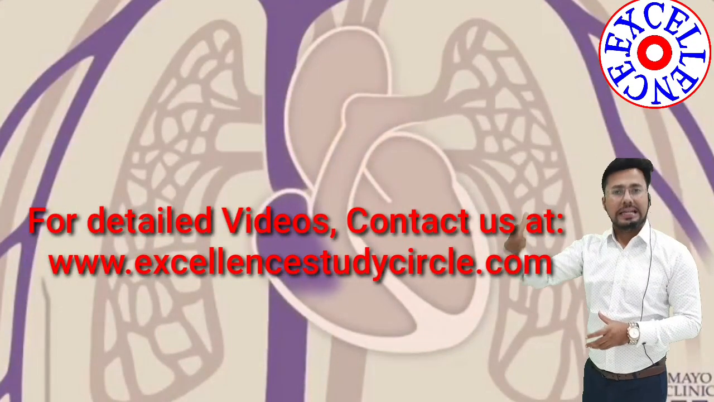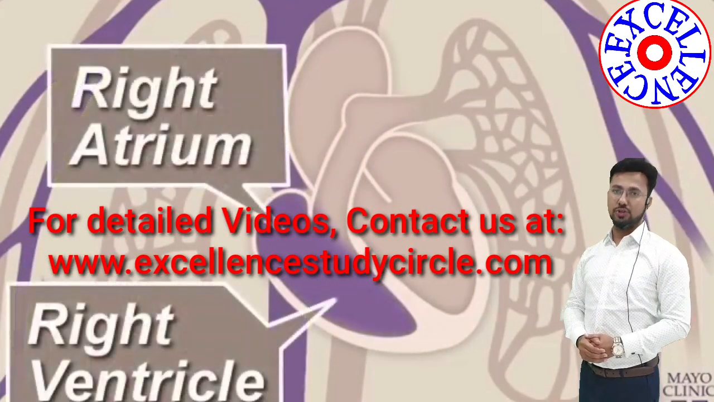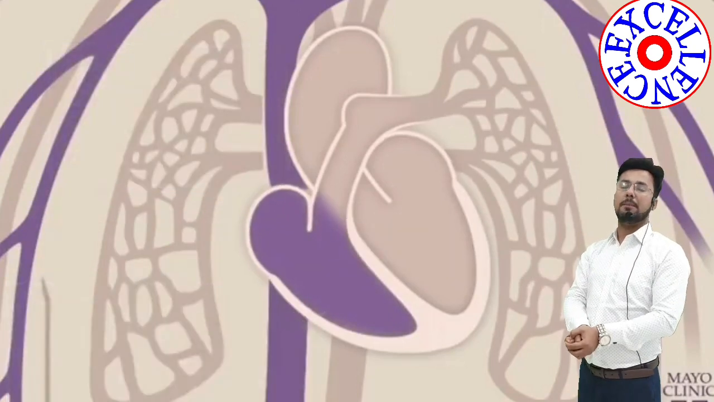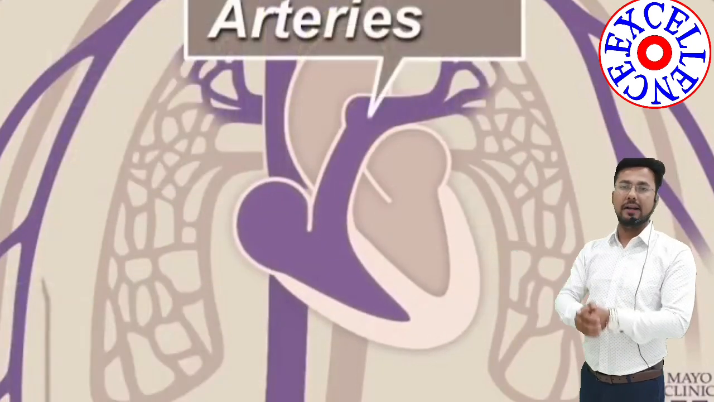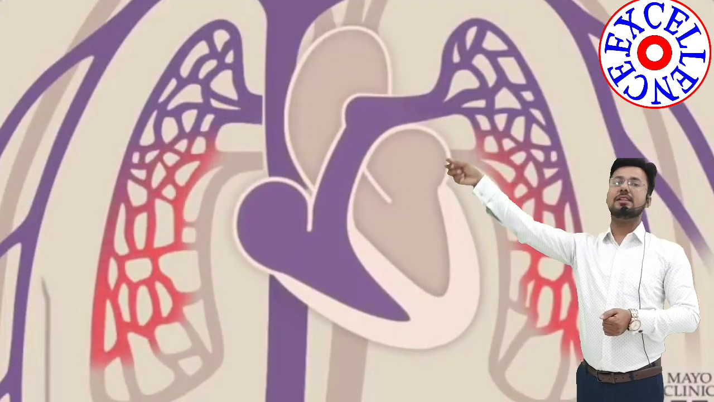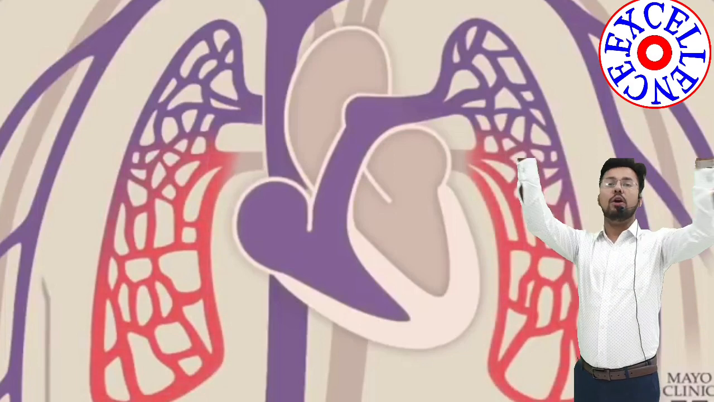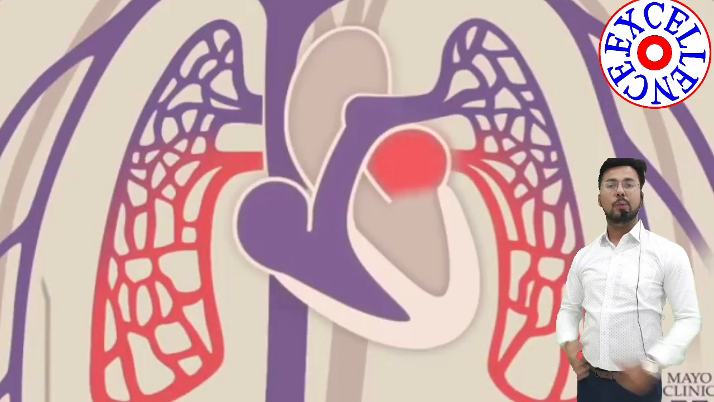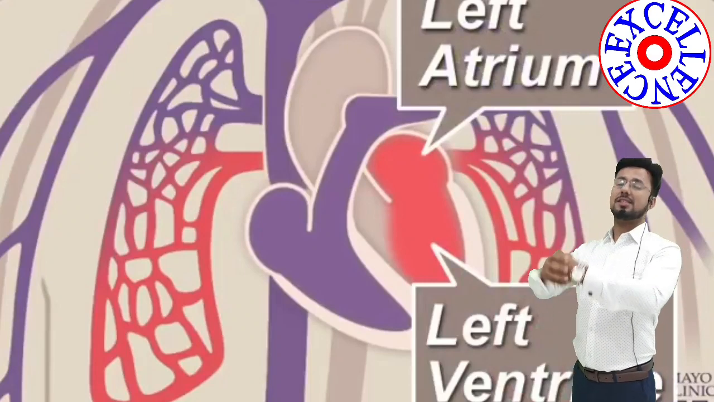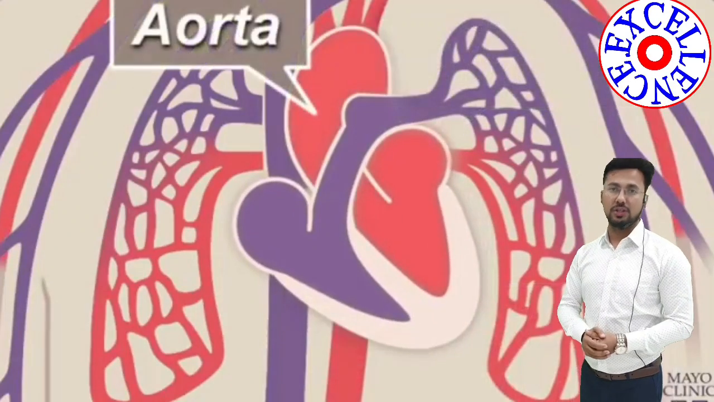The right ventricle now gets filled with the deoxygenated blood. Right ventricle contracts and the deoxygenated blood is pushed out of the heart with the help of pulmonary artery, and this carries this deoxygenated blood to both of the lungs. Lungs, which is the reservoir of oxygen, oxygenate this blood and the blood becomes oxygenated.